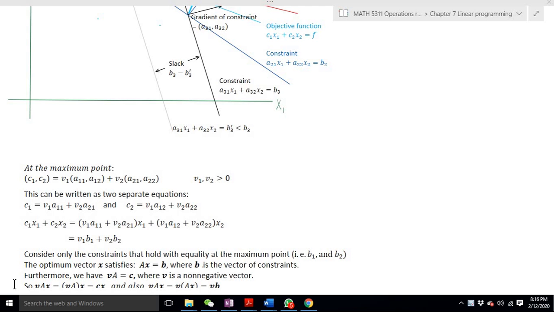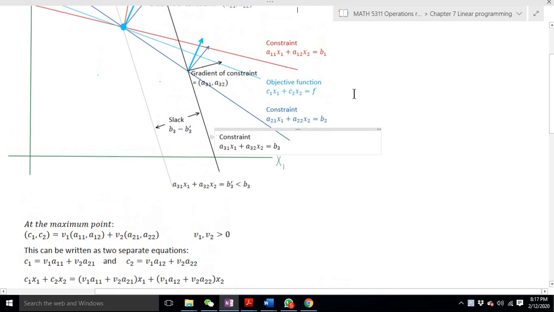All right, so let's try to describe this using linear algebra. We have vectors, so linear algebra is a natural mathematical language to use to describe this situation. All right, so let's consider only the constraints that hold with equality at the maximum point. That is b1 and b2. So we're looking at the maximum point up here.